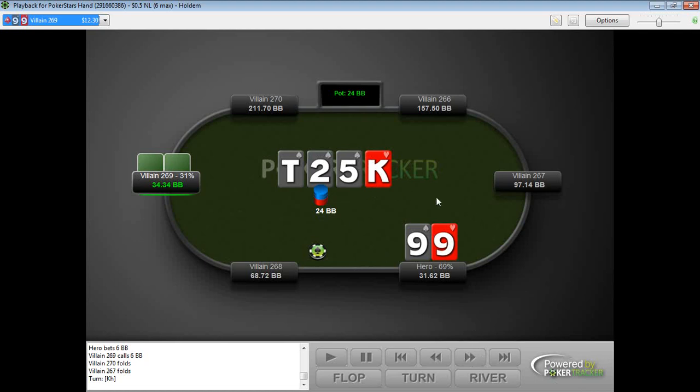So if he checks to me, definitely a double barrel is warranted here. A double barrel will get his draws to fold. There are so many draws, and we don't want to see these cards come out. We don't want to see an ace come out. Hands like that, we don't want to give them a free card here. A bet would definitely be the correct play here. But as we know, we check it. And that I don't like.